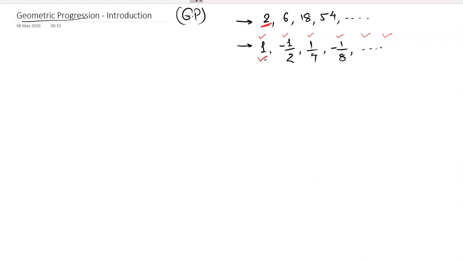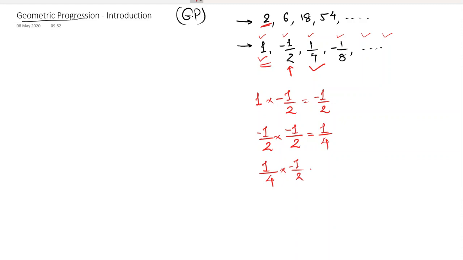Can you first tell me what can be multiplied with 1 to get minus 1 by 2? Yes, 1 into minus 1 by 2 will give you minus 1 by 2. Now minus 1 by 2 is my next term. Again I will multiply with the same fixed quantity. What will it give me? 1 by 4. Is 1 by 4 my third term? Yes, it is. Again I will take that third term and multiply it with minus 1 by 2. What will I get? Minus 1 by 8. Correct? So that gives you your GP.